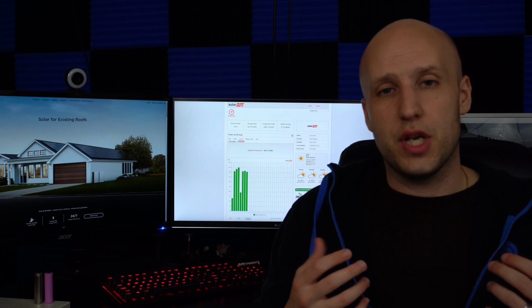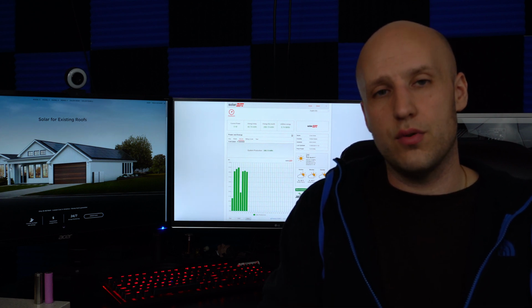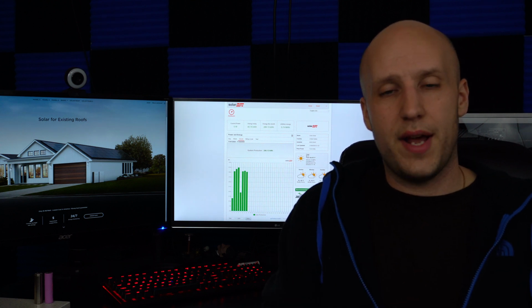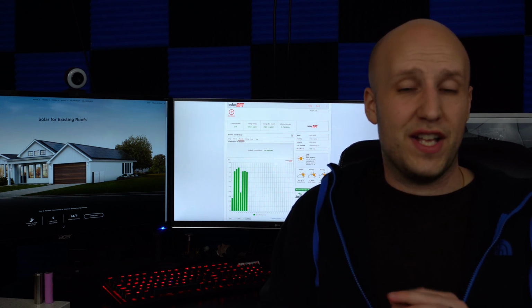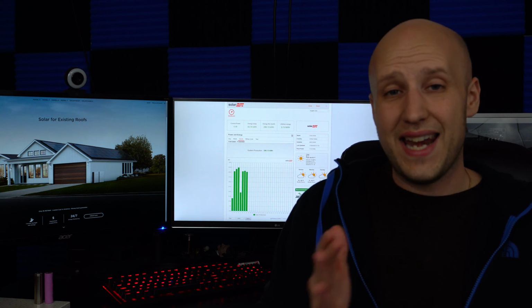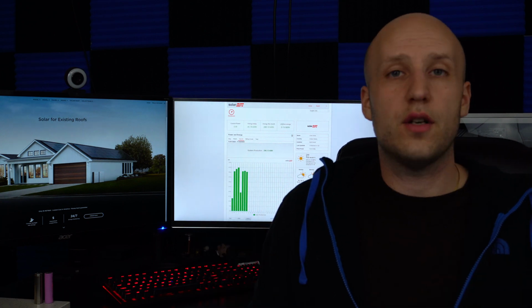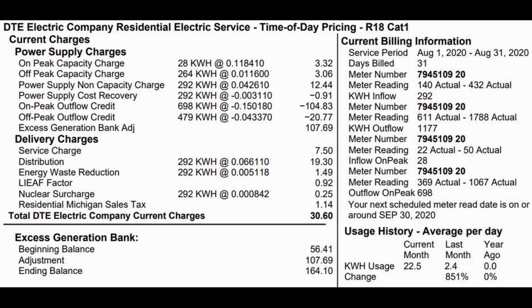Now, the net metering in Michigan is a little weird in that they won't let you use your stored credits to pay for transmission fees. These are about 6 cents per kilowatt hour, and that's still pretty cheap if that's all you're paying for everything, but it can add up if you use a lot of energy or you don't have enough solar energy to cover everything you're doing.